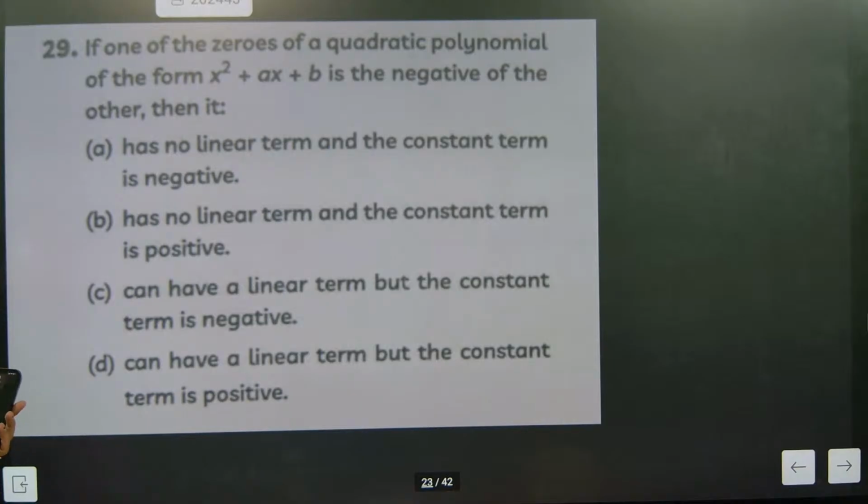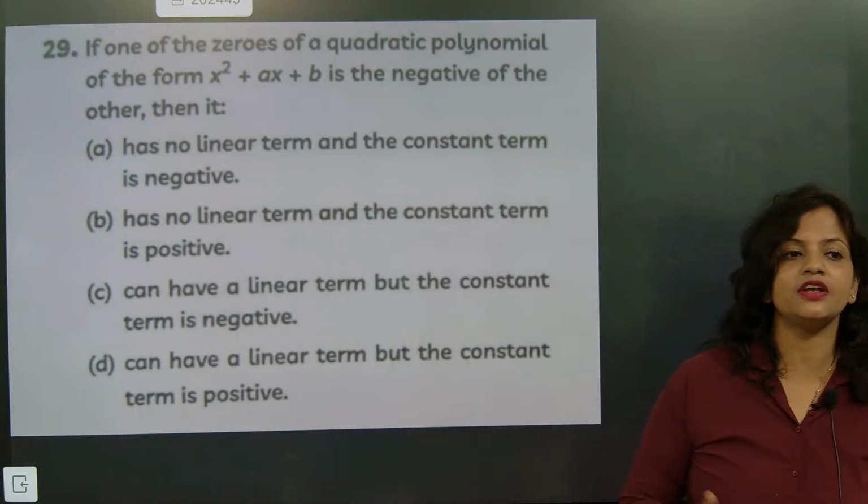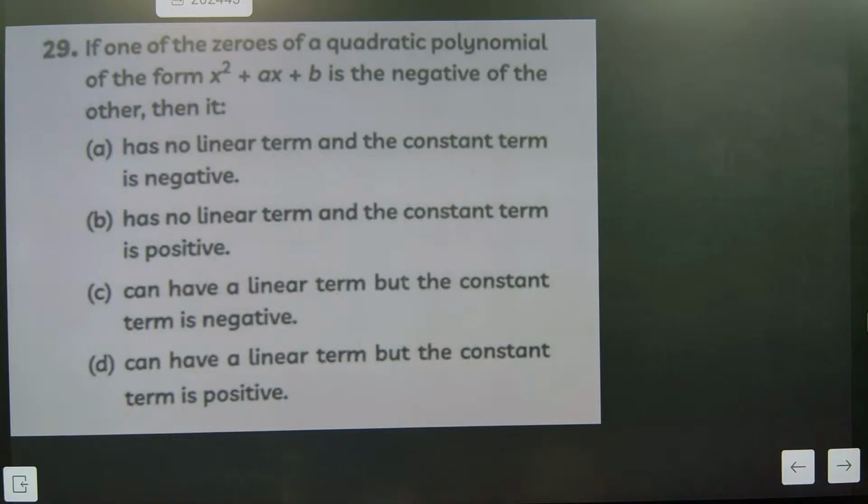Okay, if one of the zeros of a quadratic polynomial of the form is negative of the other, then it has: no linear term and the constant term is negative; no linear term and the constant term is positive; can have a linear term but the constant term is negative; can have a linear term but the constant term is positive. This is a very good question. Those people who are listening to me, please kindly solve it nicely. I will attempt it very quickly.